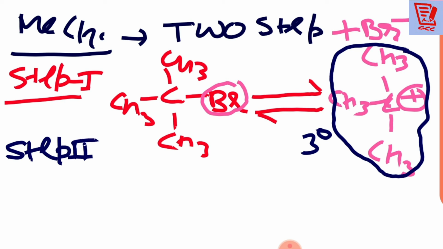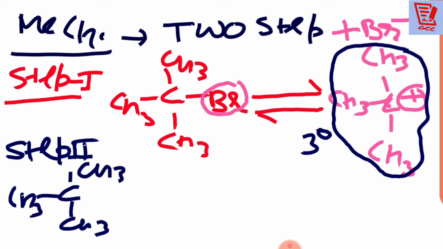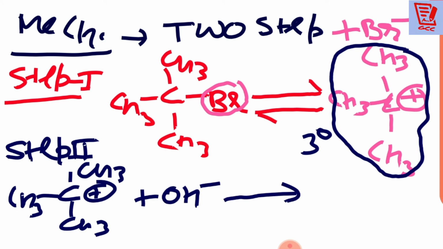What is it? Step number 2. What to do there, beta? Now see, all of you, in step number 2, see please, here is CH3 positive, now OH negative. OH negative is going to attack over this positive charge. Then what are you getting from there?